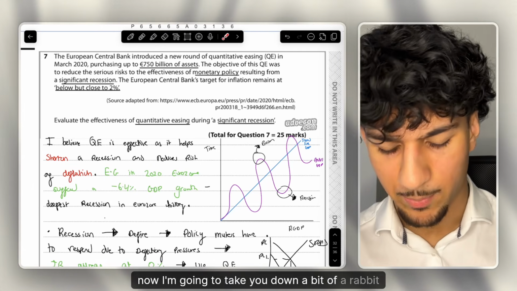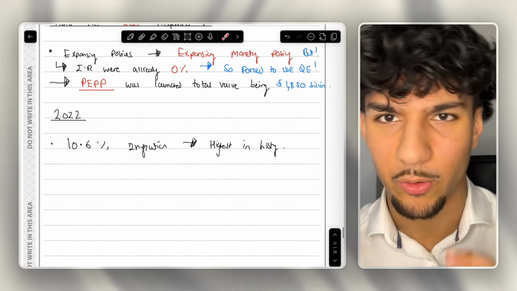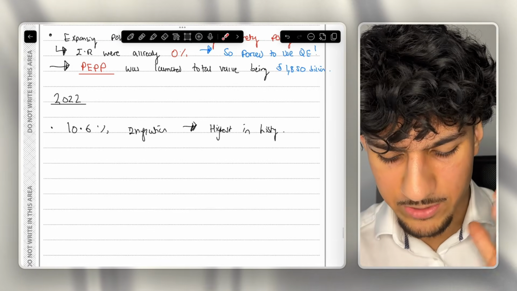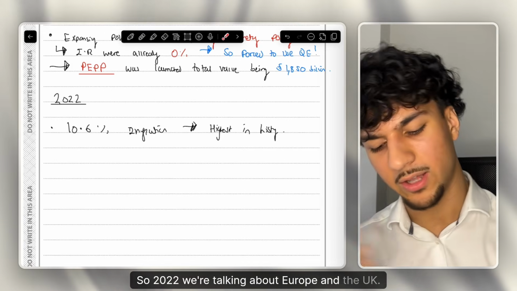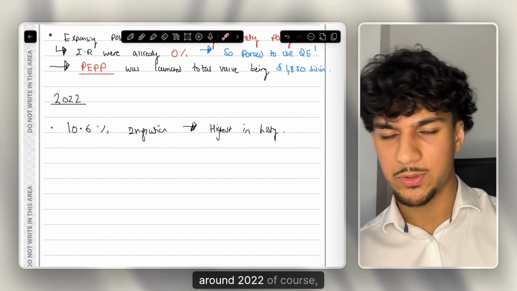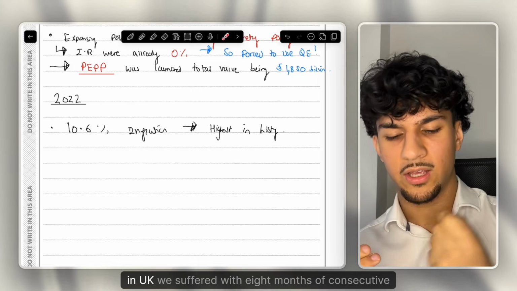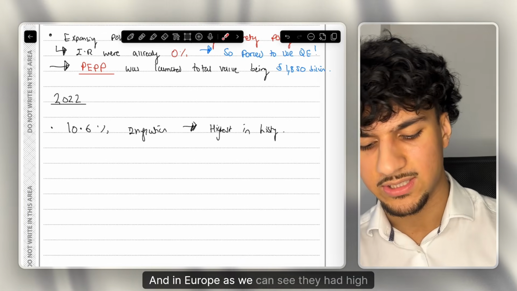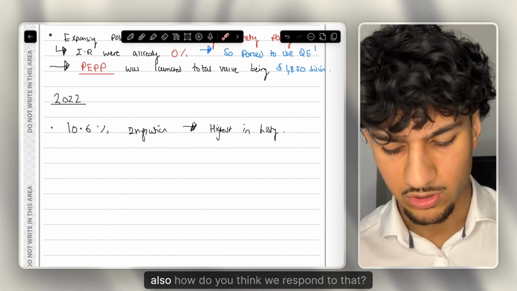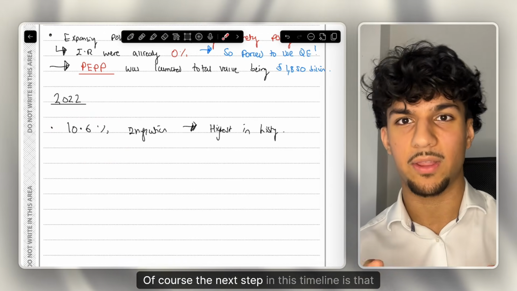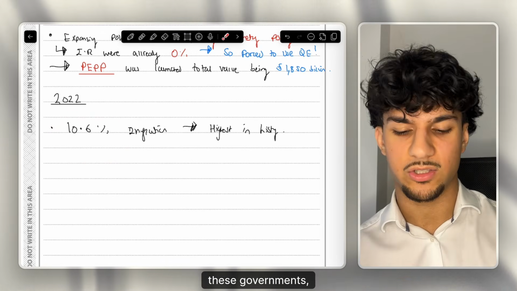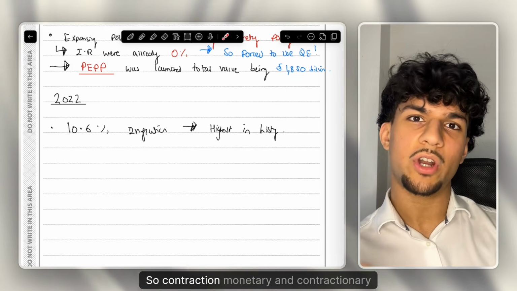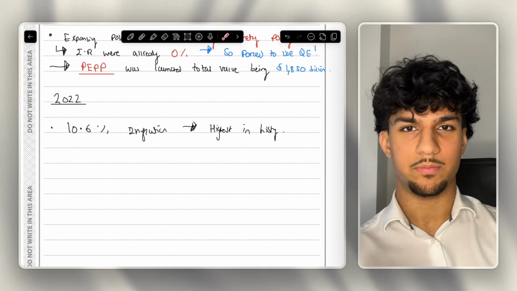Now I'm going to take you down a bit of a rabbit hole here, so for students who are slightly lower level, this might be complete waffle for you, but for the high level students, this should be really good. So, 2022, we're talking about Europe and the UK. Around 2022, like I said, in the UK we suffered 8 months of consecutive double-digit inflation, and in Europe, as we can see, they had high inflation also. How do you think we responded to that? Of course, the next step in this timeline is that these governments, the ECB and the UK government, pursued contractionary policies. So contractionary monetary and contractionary fiscal policy.